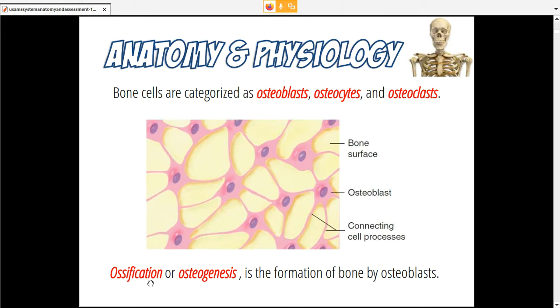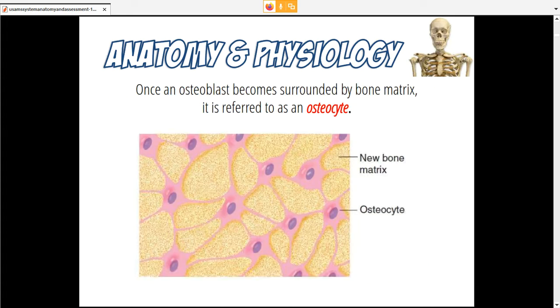Next is ossification, or osteogenesis, which is the formation of bone by osteoblasts. This is nothing but bone formation and growth, and that is called ossification. Once an osteoblast becomes surrounded by the bone matrix, it is referred to as an osteocyte. When the bone cell is immature, it is called an osteoblast; when it is mature, it is called an osteocyte. Here we are looking at the osteocytes. Inside this pink one, this space is called a lacuna.